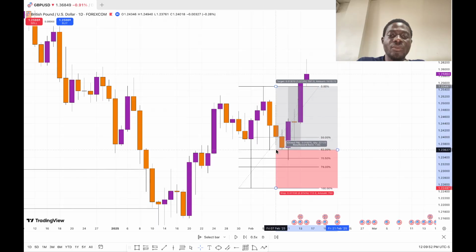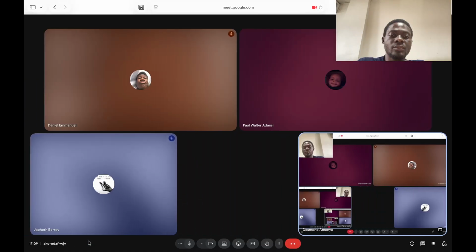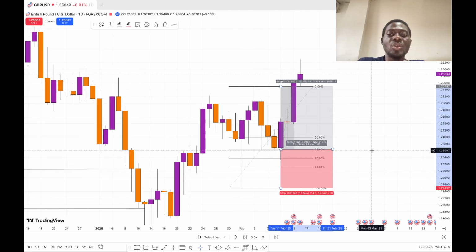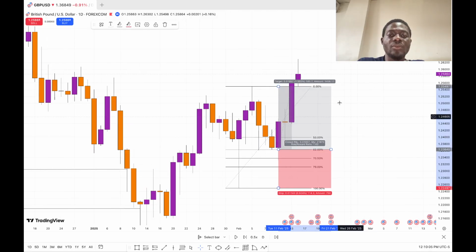So now we draw it. As for us here, we like discount. So what do we do? We come all the way to the 62% level, and then what? We target the high again, guys.